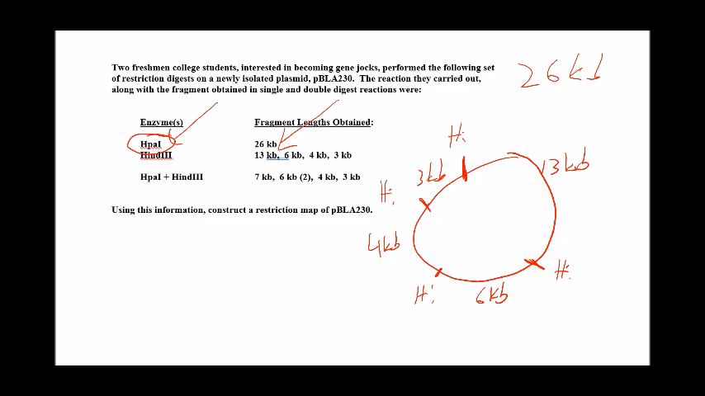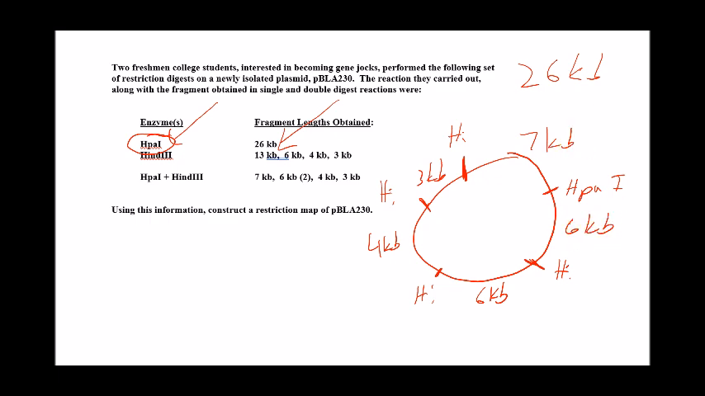But the last one here, we're going to treat it with both HPA1 and HIND3. And notice that we still get a 6 kilobase pair. We still get a 4 and a 3. But instead of getting a 13 kilobase pair fragment, we get a 7 and a 6. So what I'm hoping that tells you is that HPA1 cuts somewhere right in here. And so this fragment's not going to be 13 anymore. We're going to get 1 fragment that is 7 kilobase pairs and 1 that is 6 kilobase pairs.